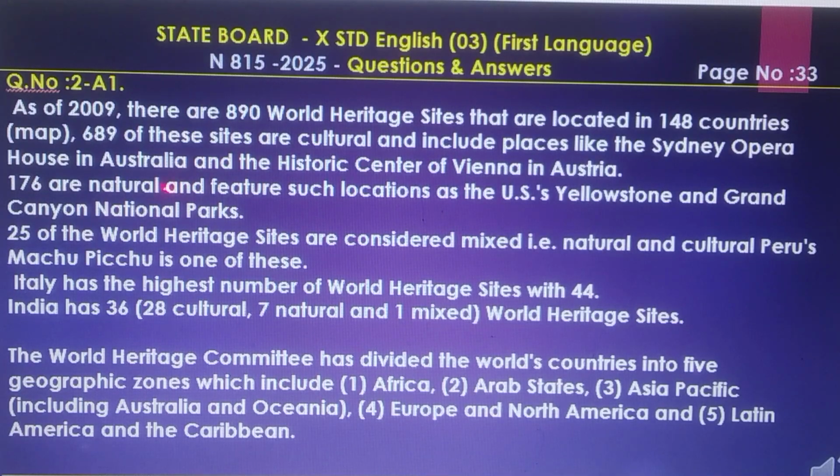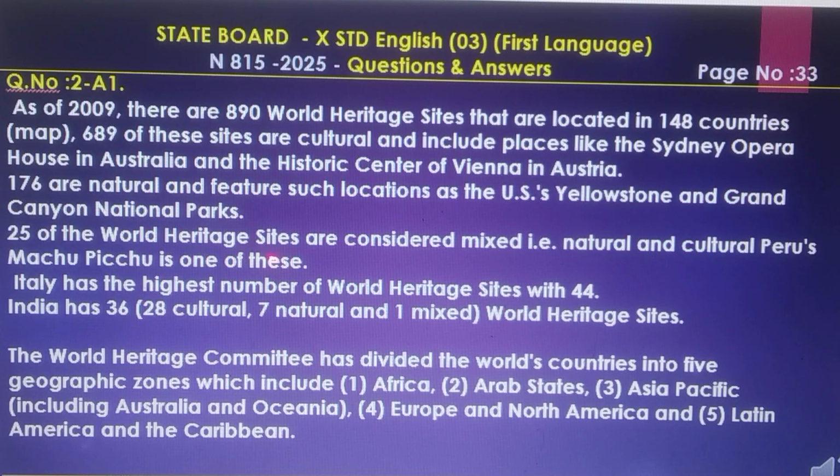As of 2019, there are 890 World Heritage sites and they are located in 148 countries. 689 of these sites are cultural and include places like the Sydney Opera House in Australia and the historic center of Vienna in Austria. 176 are natural and feature locations such as Yellowstone and Grand Canyon National Park in the US.